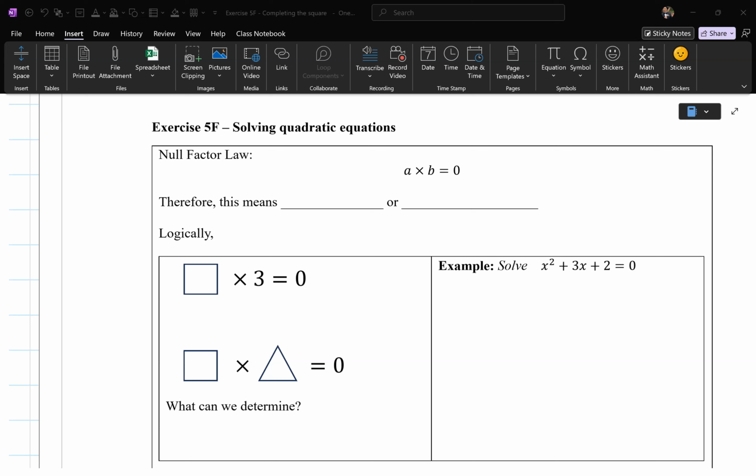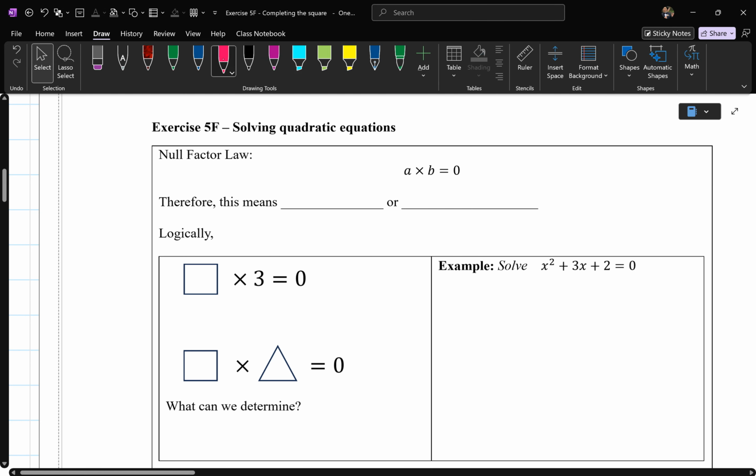Alright, so this is called null factor law, exercise 5F. You are now solving quadratic equations. Later on I'll show you on Desmos what you're actually truly doing. But at the moment I'm just going to get you to understand a very simple idea. It's called null factor law.